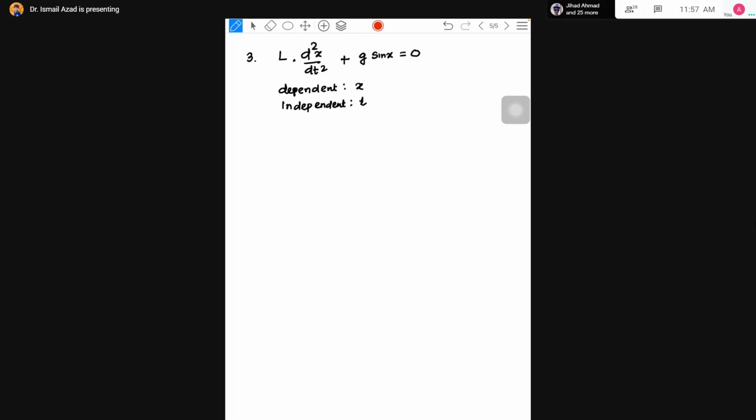Test 2. The dependent variable is x and we have sin x. So what will you say? It's non-linear, meaning test 2 fails. Yes, so it is non-linear.